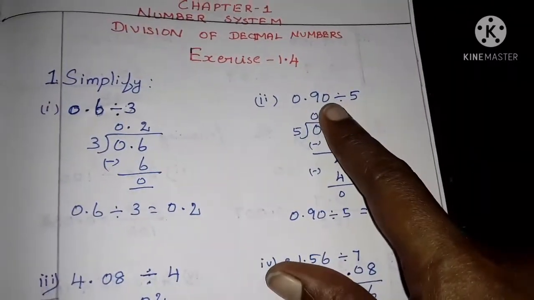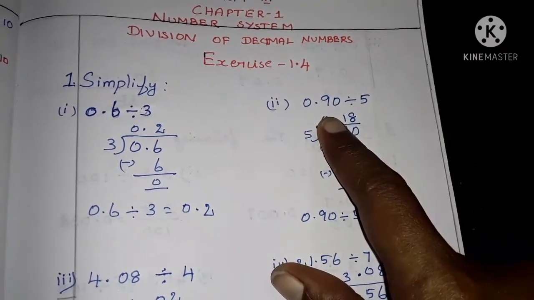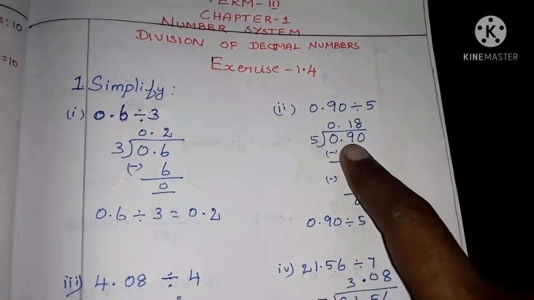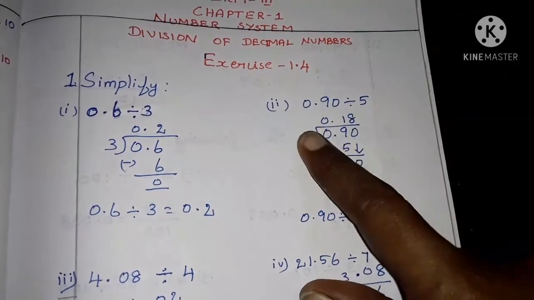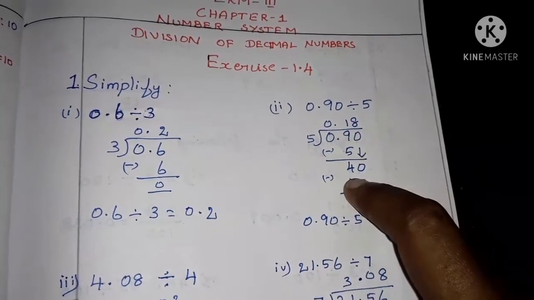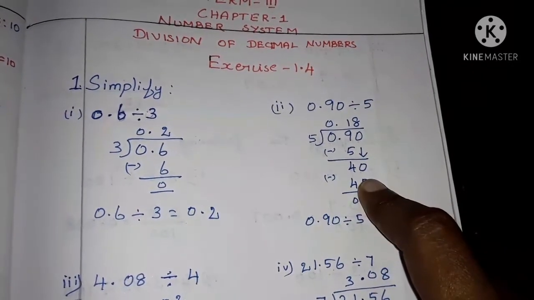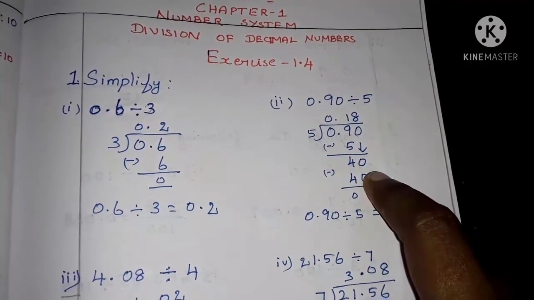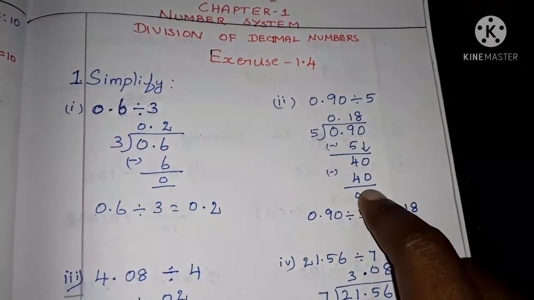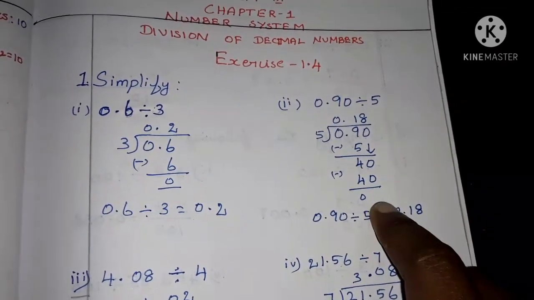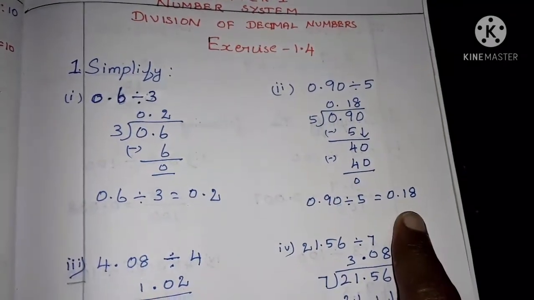Next, 0.90 divided by 5. So as usual, 0 we can't divide, put 0 and the decimal point. Next we will see the 9. The 9, how many 5s are there? Yes, 1 5. So 1 5 is 5. Subtract 9 minus 5, 4. Next you bring 0. Now it becomes 40. So in the 40, how many 5s are there? 8 5s are 40. Now subtract, we get 0. So 0.90 divided by 5 is equal to 0.18.